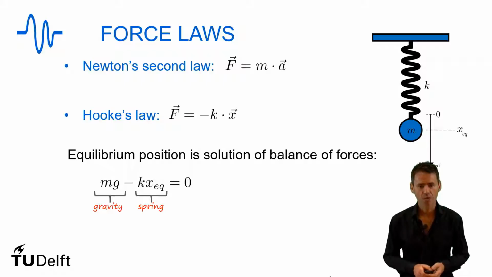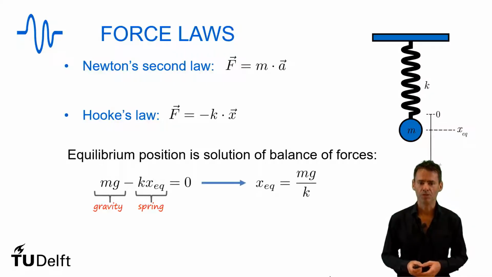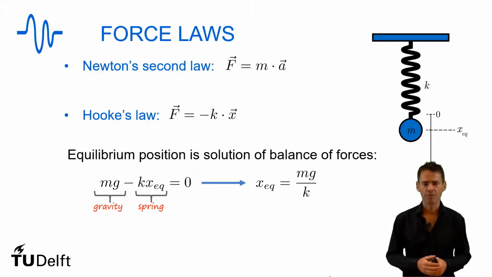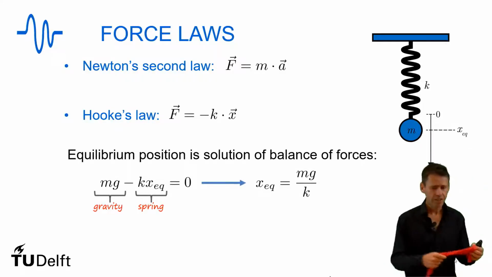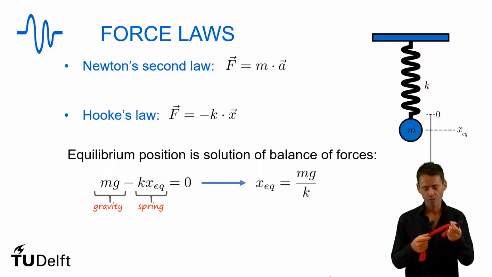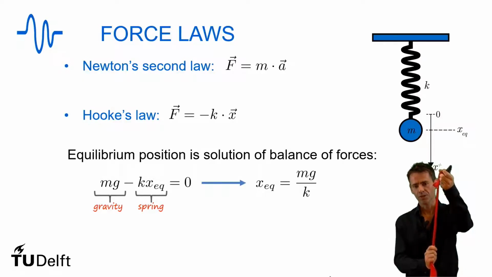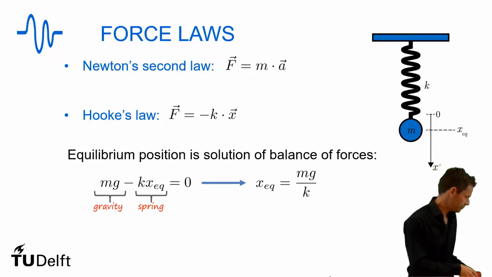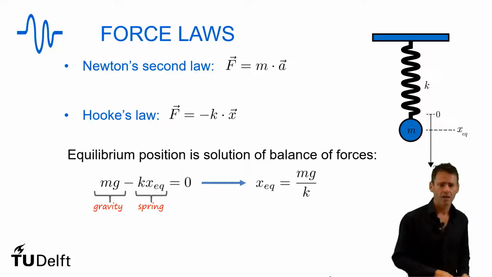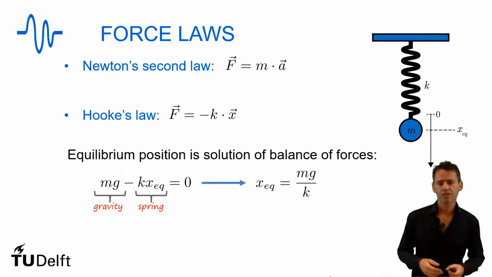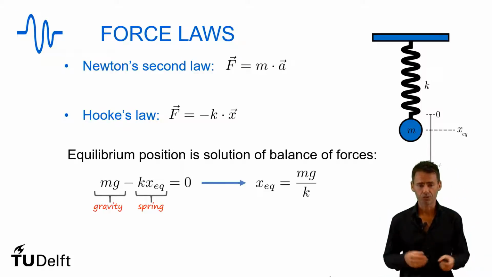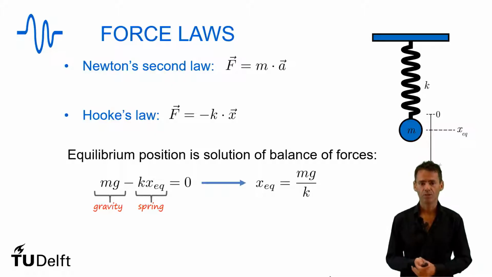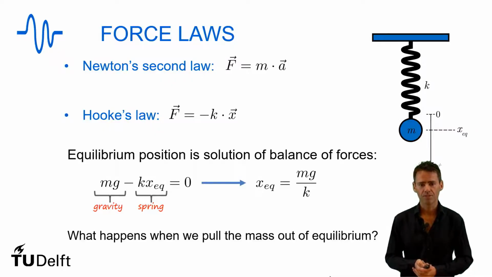So if we equilibrate this, we can find the equilibrium position to be equal to m times g divided by k. And so again, if the spring constant is low, such as this one, the spring will have a long extension, but if the spring is very stiff, it will only have a very small extension. But in this case, we're not yet describing oscillatory motion. So what do we have to do to describe that?